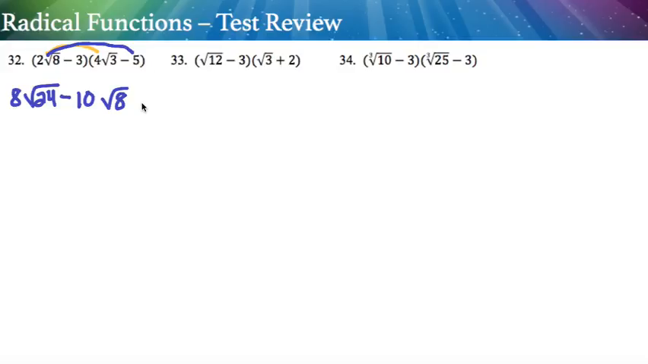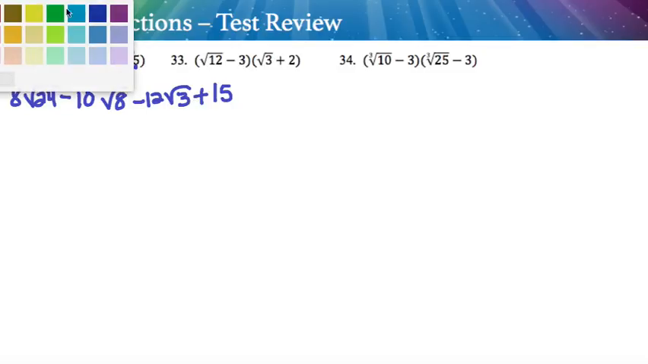Okay, I'm going to go ahead and use all this space right here, and then we'll do 33 and 34 in a different spot. Okay, so I've done this one here and this one here. Now I've got to do this one right here. This is a negative 12 square root 3, and then this one's going to be plus 15. Okay, all right, let's break down what we can.